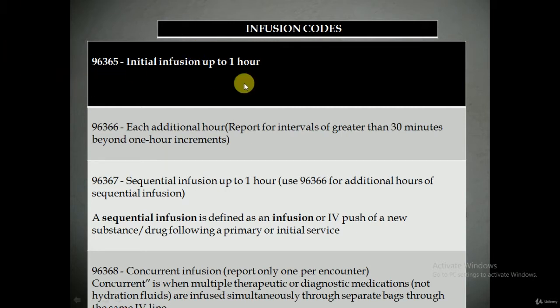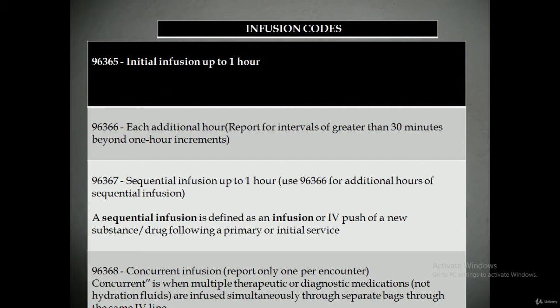96365, initial infusion up to 1 hour. Whenever a patient is having a condition, the physician will treat the patient, right? The drug which is given to the patient, if it is infused up to 1 hour, and that is the initial, that means the primary drug given to the patient. Suppose from 9 to 10 he is giving drug A to the patient. So it is the initial drug. If the initial infusion is running from 9 to 10, that is 1 hour, the primary service which is given to the patient to treat the condition is known as the initial infusion.